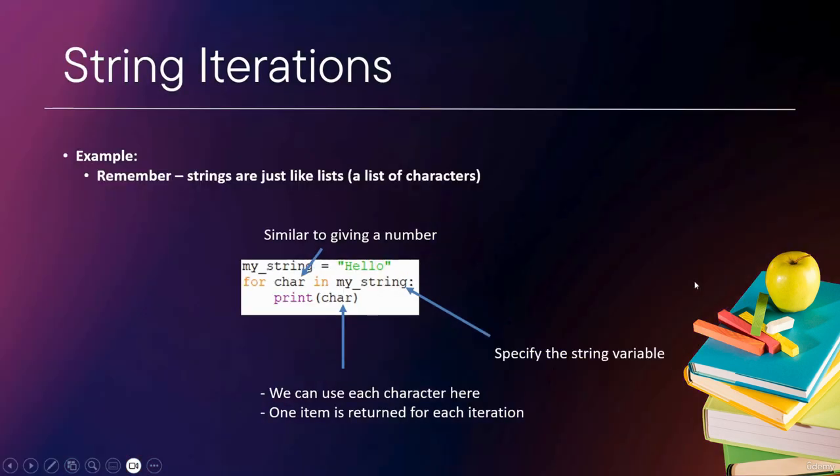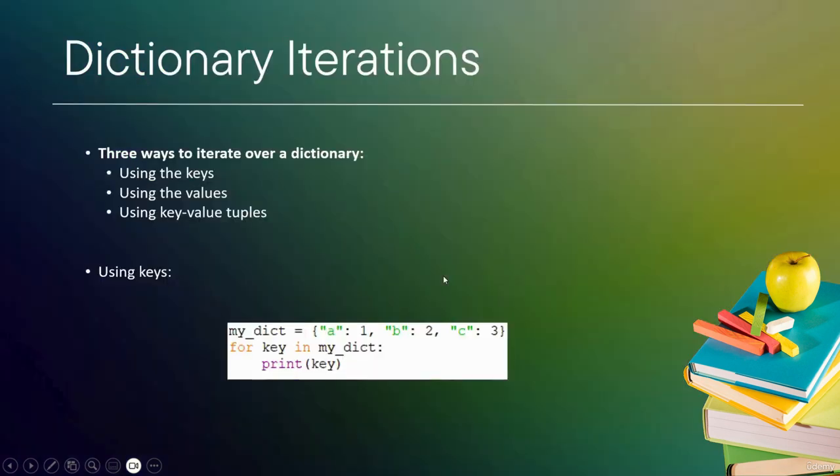Now let's go back and move on to strings. So strings, as we already defined, are just like lists, a list of characters. So it performs the same exact concept. We specify the string variable over here, we give a variable over here, and then here we can access each character. So consider this a string. So first iteration will point to this character, then second one to this, then this, then this, then this, and then exit from this for loop.